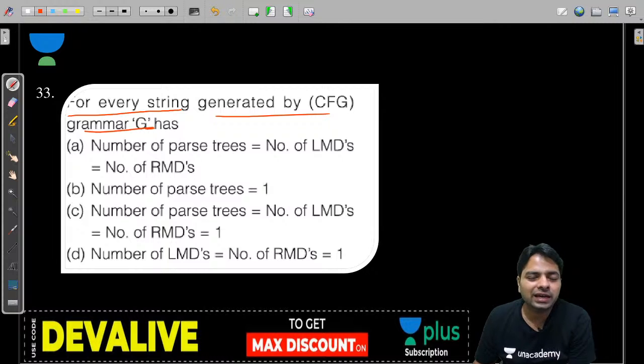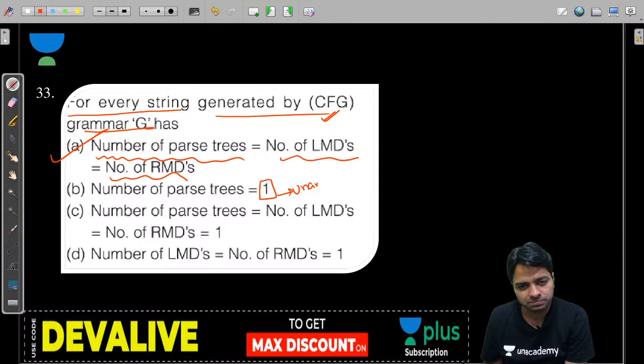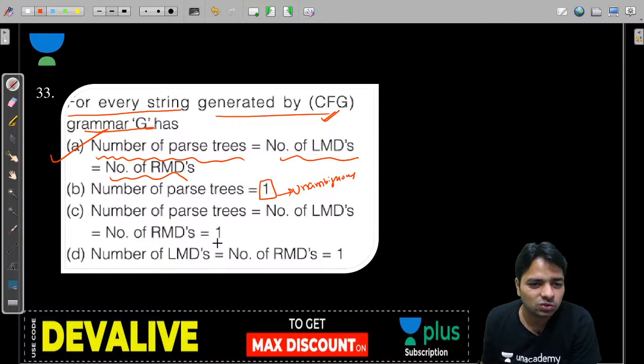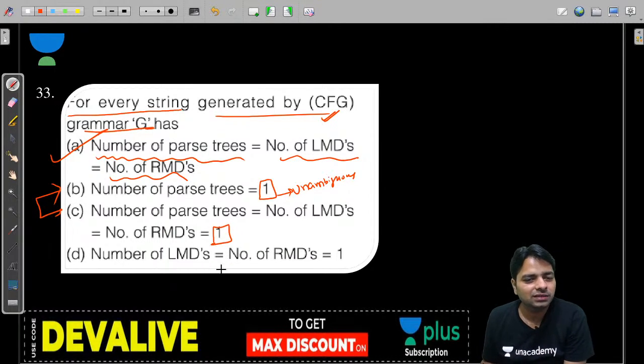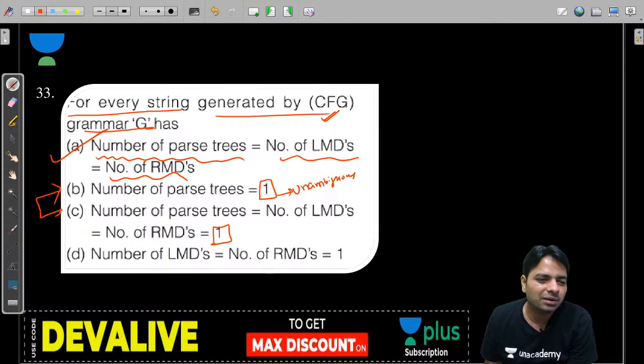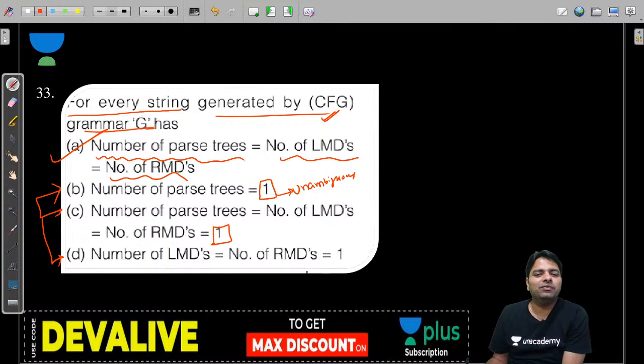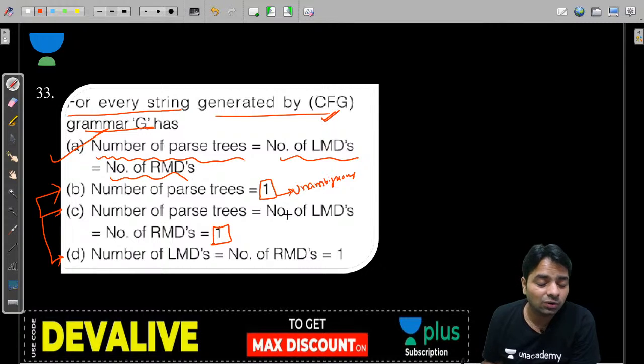And when you look at any string, if generated by a particular grammar G, the number of parse trees, number of LMDs, number of RMDs, all are equal. But this is for unambiguous grammars, not for every grammar, right? This is also the same concept. Options B and C are both the same actually, right? The number of LMDs and RMDs is equal. A, B, C, D all are the same. They are only for unambiguous, every string. So the number of parse trees is equal to the number of LMDs equal to the number of RMDs.